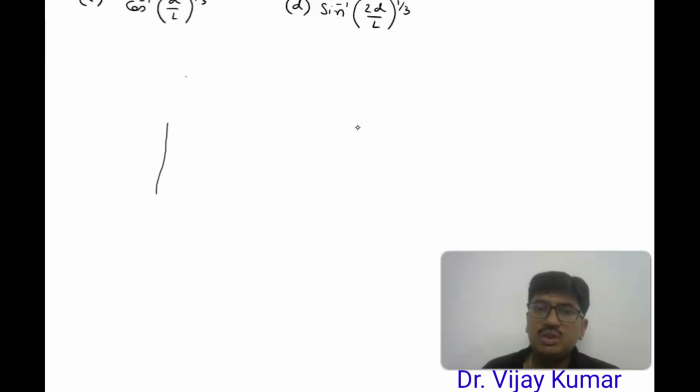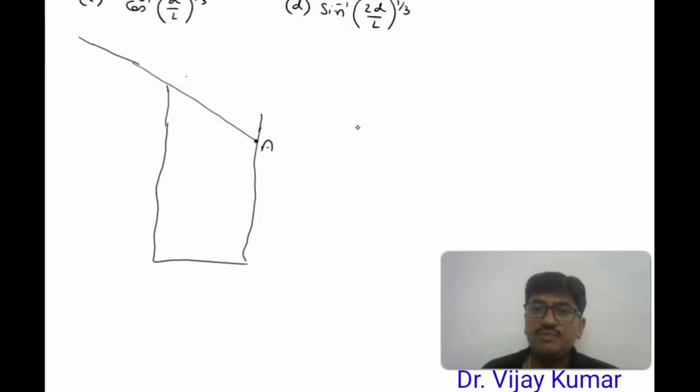So dear students, this is a tumbler. And this is a rod of length L, point A, and suppose this rod is balanced at this situation and it should be the reaction force in this direction.